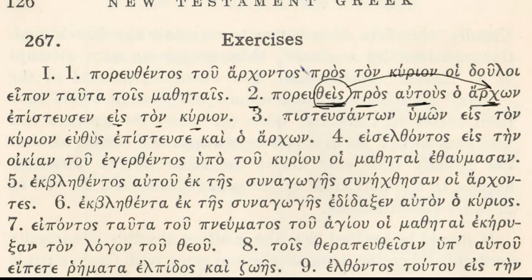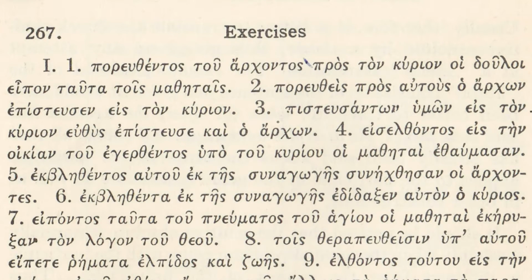So I could put after the ruler had gone to them, and then episteusen, third person singular, he believed eis ton kyrion, in the Lord. After the ruler had gone to them, he believed in the Lord.